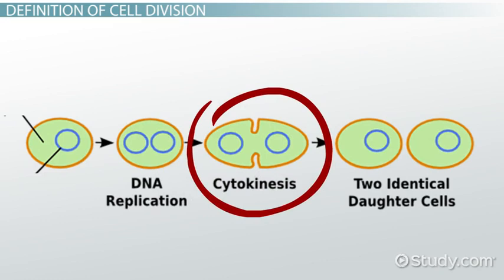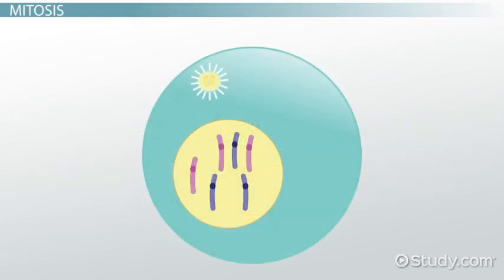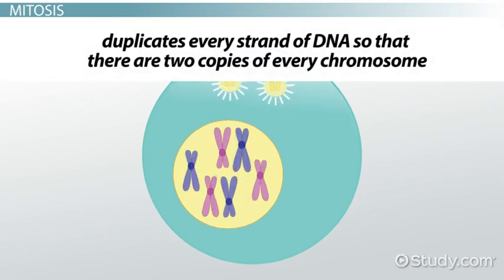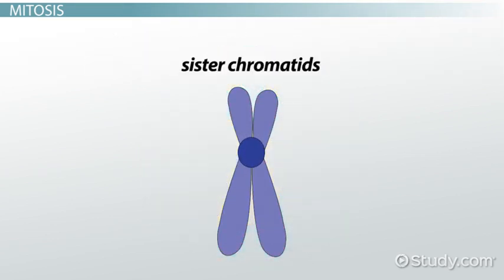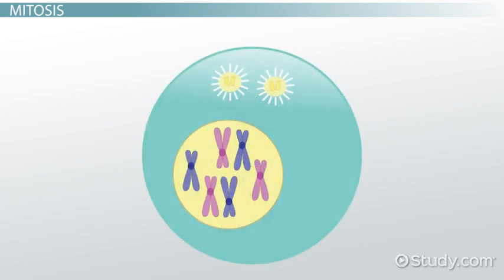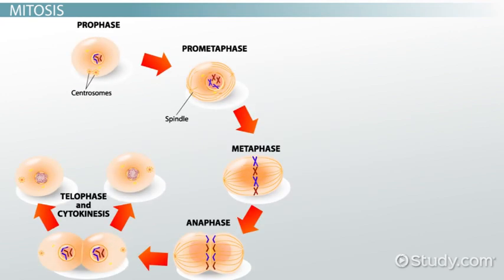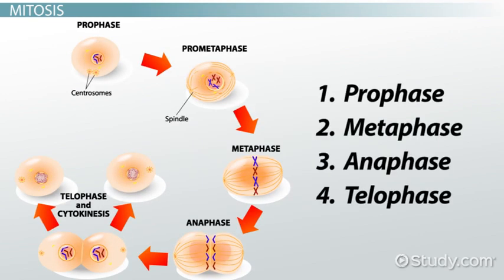Let's take a closer look at the processes of mitosis and cytokinesis. Before mitosis can occur, DNA replication must take place. This process duplicates every strand of DNA so that there are two copies of every chromosome. The two copies are called sister chromatids and are attached at centromeres. Once DNA replication is complete, nuclear division will begin. Mitosis has 4 stages: prophase, metaphase, anaphase, telophase.